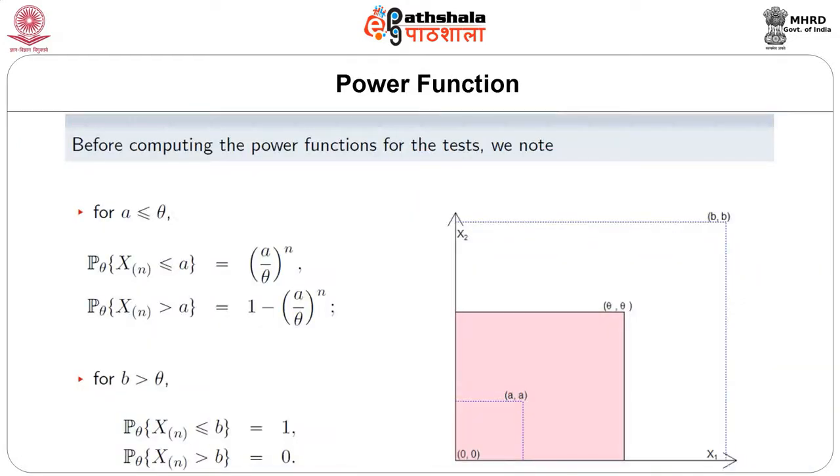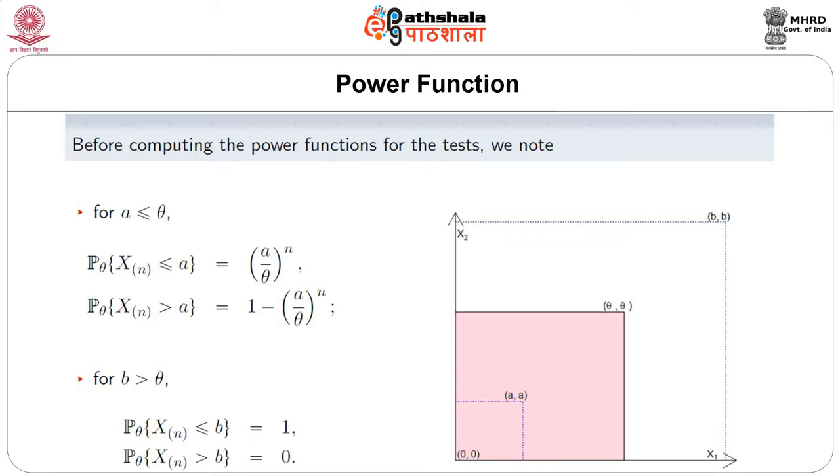Before computing the power function, we derive some probabilities. Suppose x1, x2, xn follows uniform 0 theta. So, x order n is the maximum of x1, x2, xn, and you see the pink region is the sample space. So, take a constant less than theta.